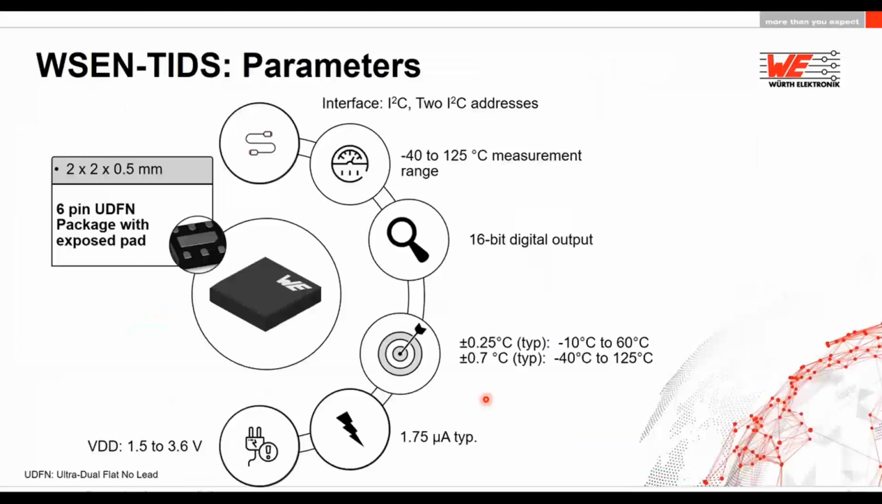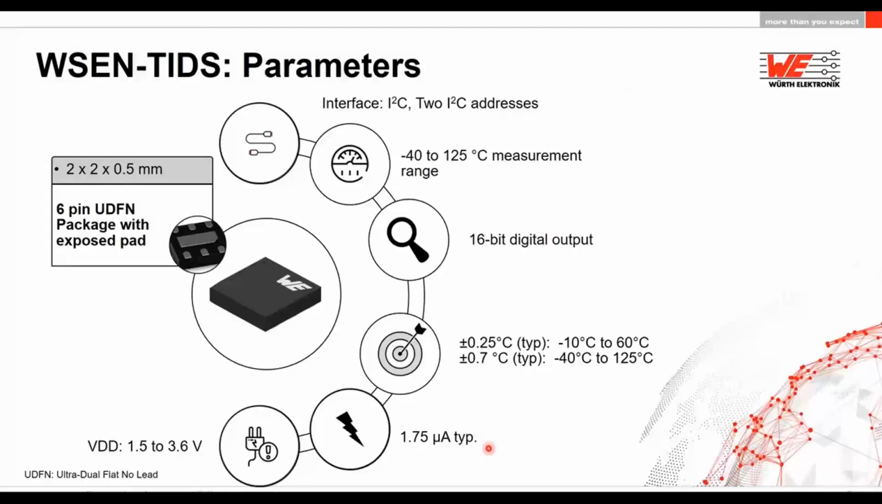Let's have a look at some of the parameters. As mentioned, it has an I2C interface and two different I2C addresses are available so that you can connect two sensors on the same I2C bus. The measurement range is from -40 degrees to 125 degrees. For current IoT and industrial applications, this measurement range is more than adequate. It has 16-bit digital output resolution. The typical accuracy is 0.25 degrees between -10 and 60 degrees, and overall accuracy is 0.7 degrees.